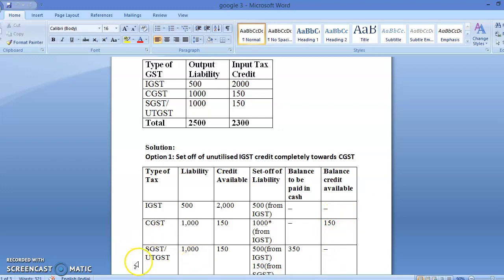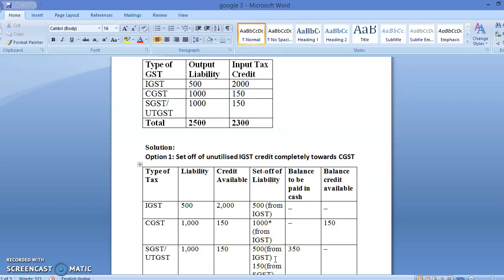So balance credit available of CGST is 150. Next, SGST liability to be paid is 1000. Credit available is 150. But we can utilize that 500 balance IGST. Out of this 2000 input tax credit, we have utilized 500 to pay the IGST liability. Remaining 1500, we have utilized 1000 to pay the CGST liability and balance 500 we can utilize to set off SGST liability. So 500 we have paid from IGST.